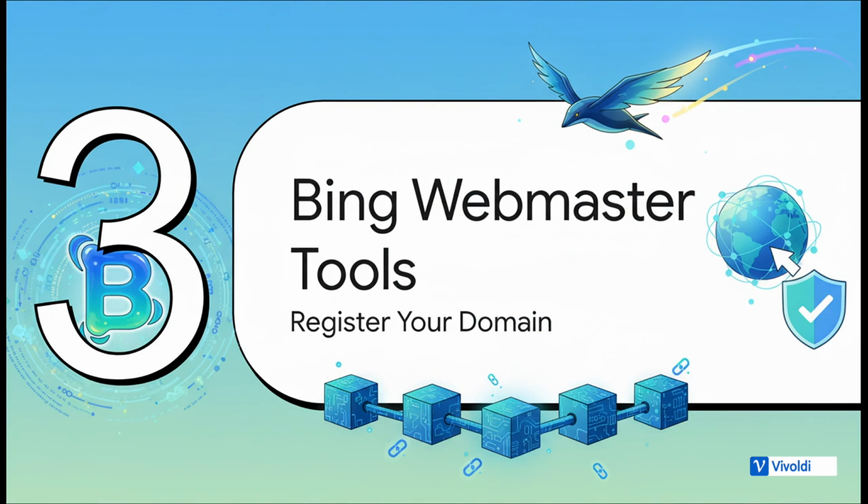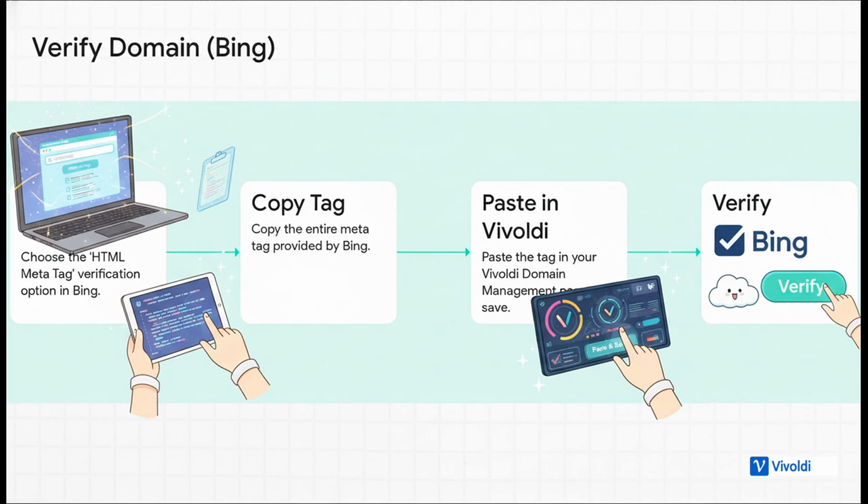Google is handled, but hey, we can't forget about Bing. The process is pretty much the same, but the way they verify you own the domain is just a little bit different, so let's get you set up over there too. For Bing, you're going to want to choose the HTML meta tag option for verification. Just copy that whole line of code they give you, then hop back over to your Vivaldi dashboard, go into Domain Management, and paste that tag right into the field it shows you. Save it in Vivaldi, then jump back to Bing and click their Verify button. That's what connects the two.